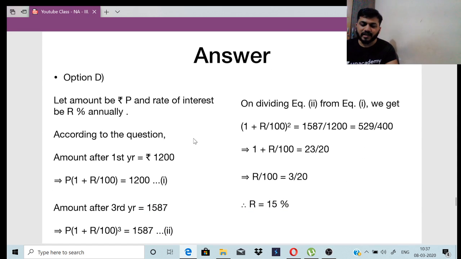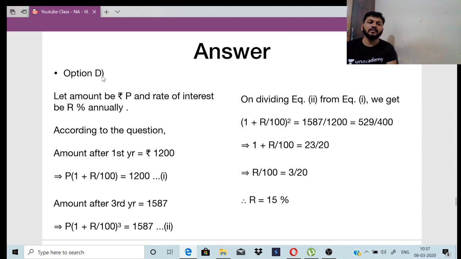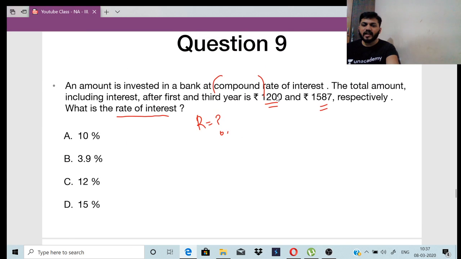Chalo, the time is running up. Okay, it is 15%, Mohit. Okay, it is option D. Let the amount be rupees P and the rate of interest be R%. According to the question, the first year amount is 1200 and the second year amount is 1587. Right? The total amount: first year is 1200, second year is 1587.